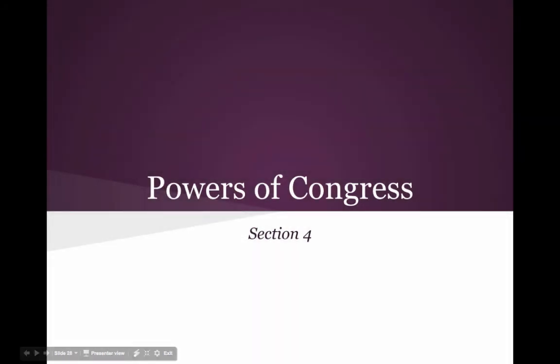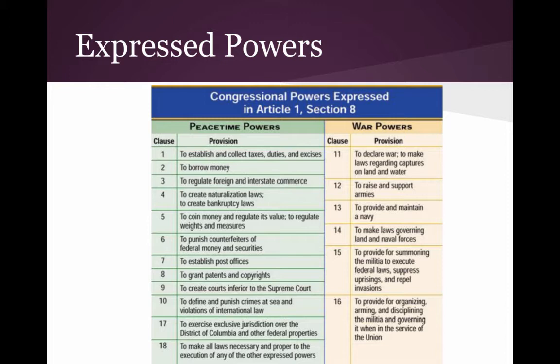Alright, today I just wanted to start section 4 about the powers of Congress. Congress has three basic, specific, broad powers: the express powers, the implied powers, and the non-legislative powers. Today we're going to start talking about the express powers of Congress.